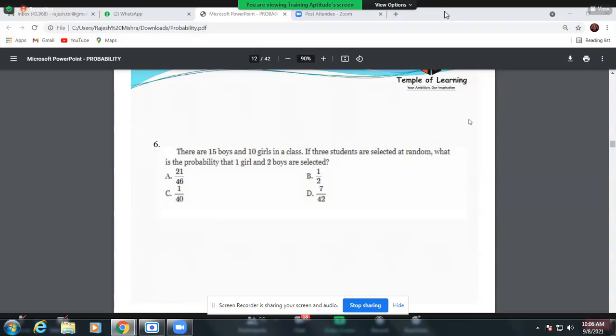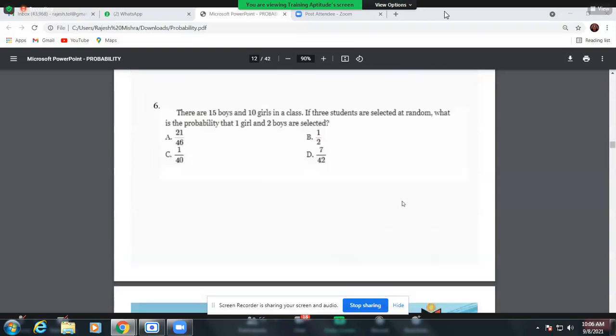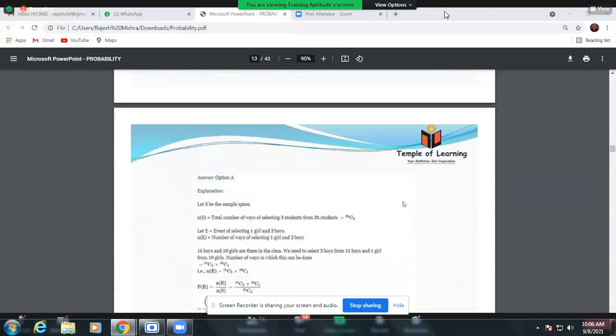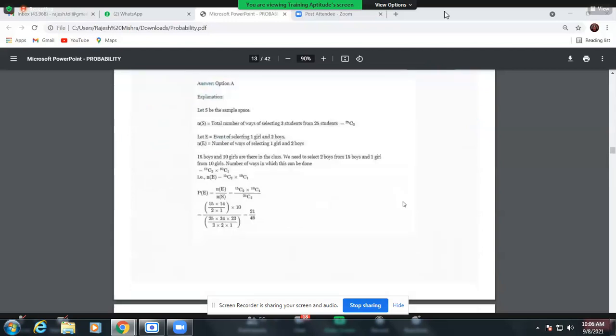All right, students, very quickly, let me discuss. First is the total outcome. I need to select one girl and two boys out of 25. So 3 students out of 25 is the total outcome space. That's 25C3. Do you agree? Yes or no? Yes, sir.